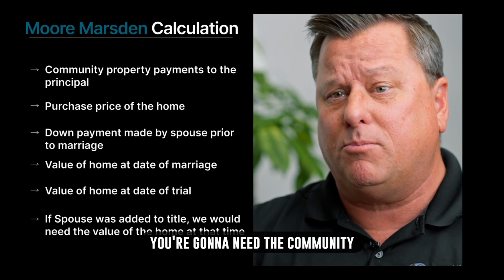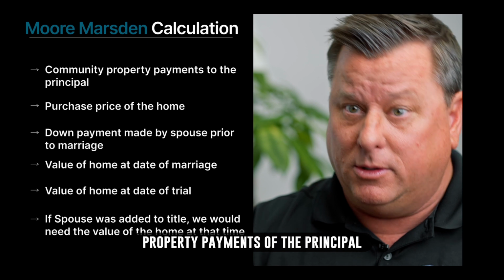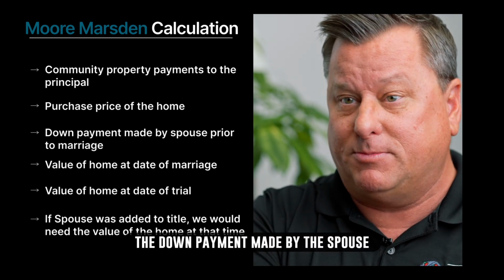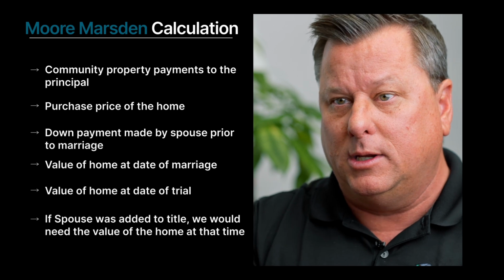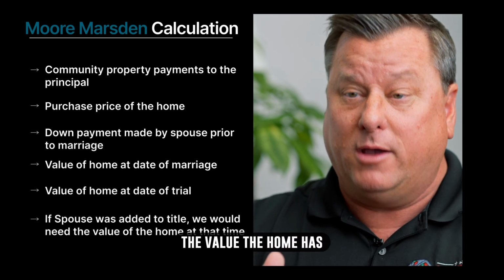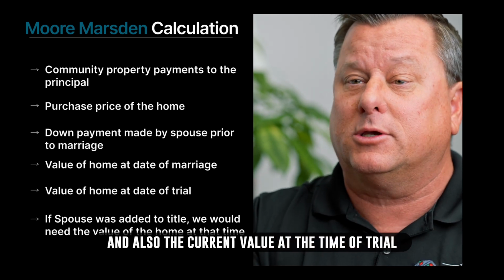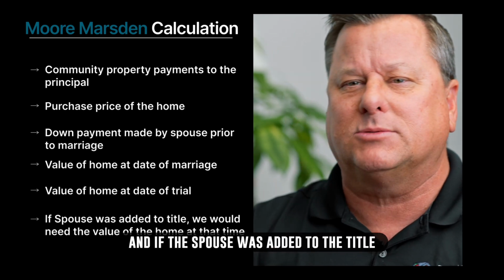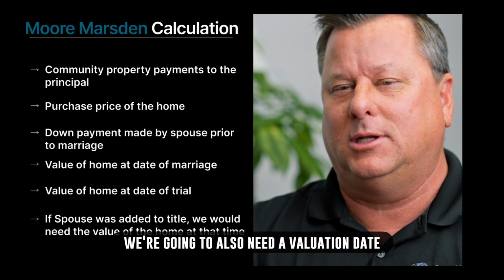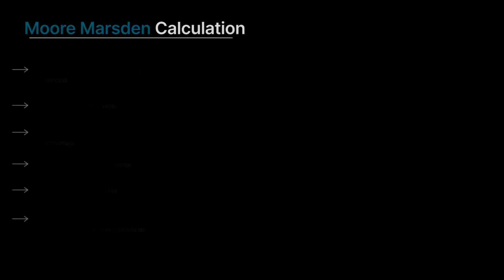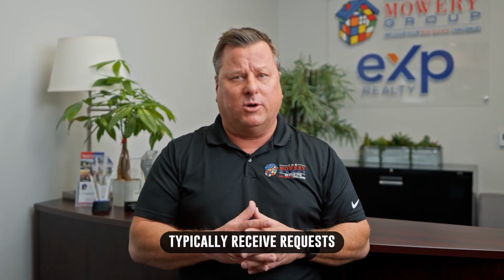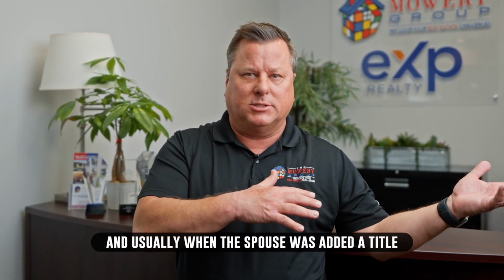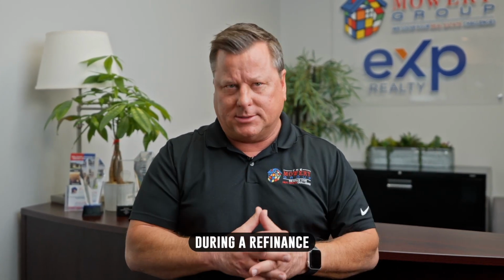You're going to need the community property payments to the principal, the purchase price of the home, the down payment made by the spouse who owned the home prior to marriage, the value of the home as of the date of marriage, and also the current value at the time of trial. And if the spouse was added to the title, we're going to also need a valuation date at that time too. Typically, we receive a request for a current fair market value and the date of marriage, and usually when the spouse was added to title during a refinance.